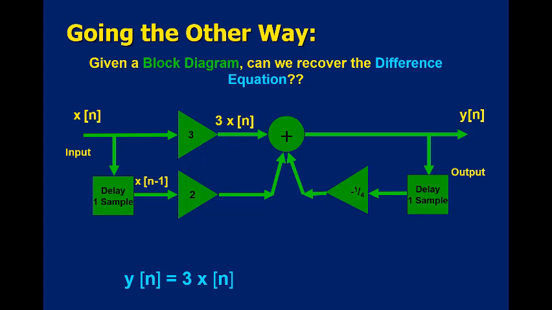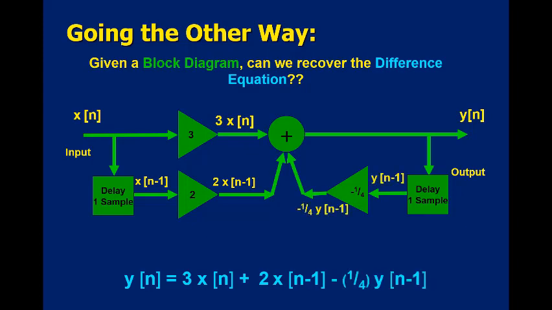Let's see, we've got 3x of n here, we've got x of n minus 1 in there, 2x of n minus 1 coming out there, add together, and when y of n comes in here, what comes out of that delay line? Y of n minus 1. We multiply by minus a quarter, and so then that gets added in. So this would be the difference equation that this system was implementing.